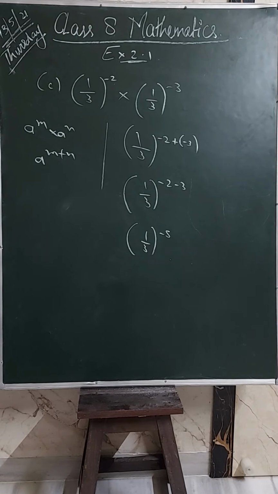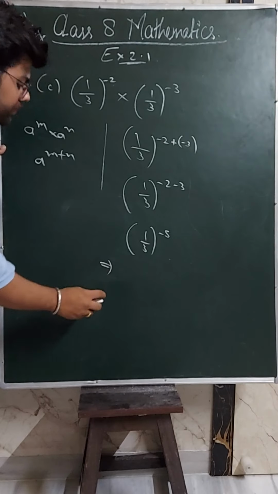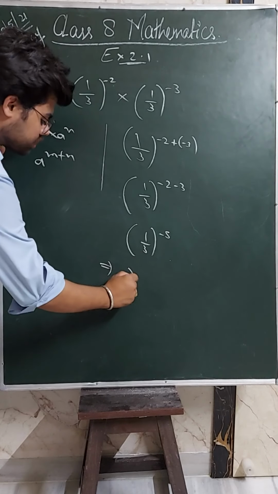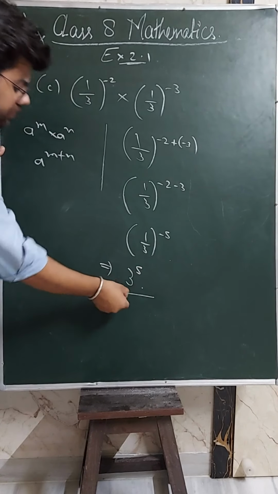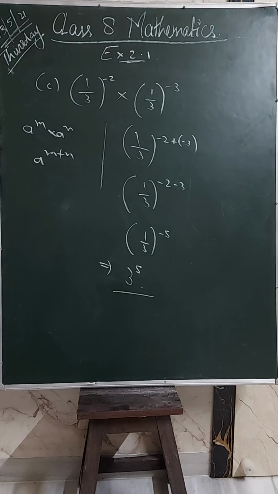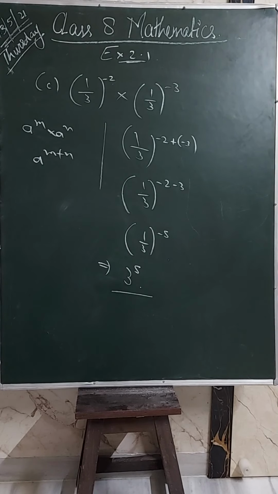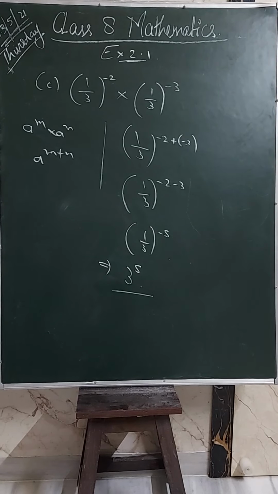If you want the answer in positive form, try to convert the power into positive. The power will be converted into positive, 3 power 5. Whenever the 3 goes up, the minus converts into positive. Now the fourth part is the same: 11 minus 6, the answer will be 5.